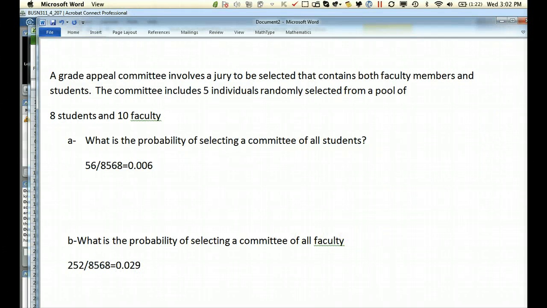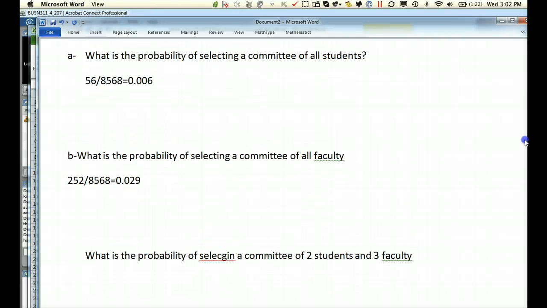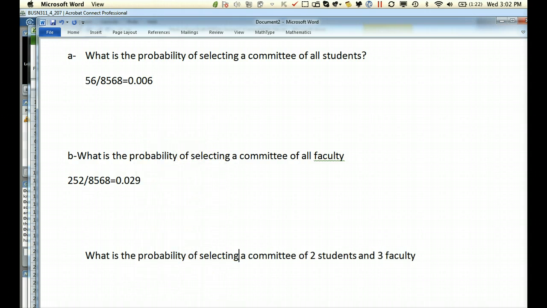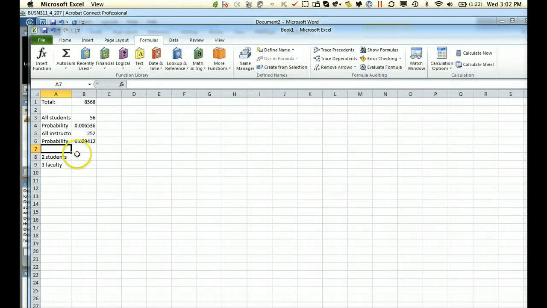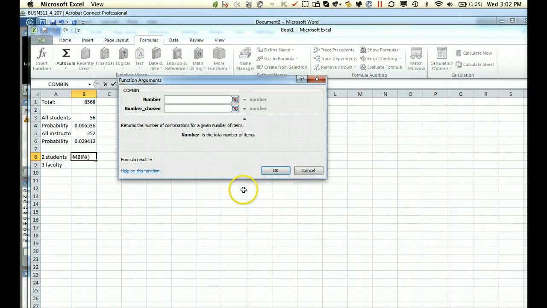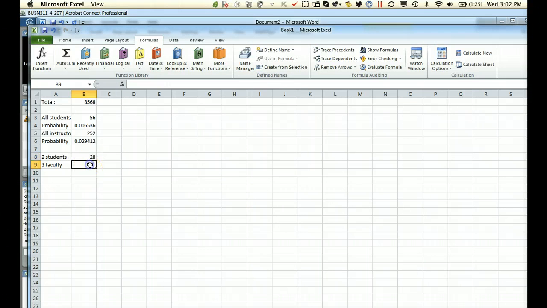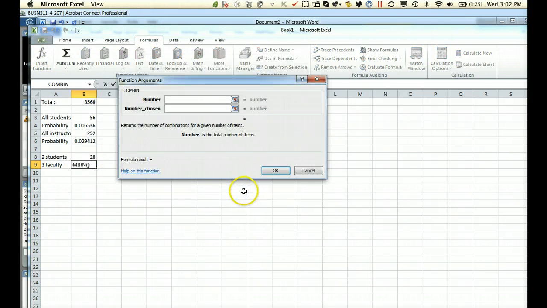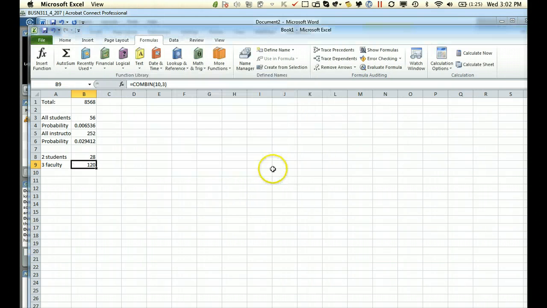And then we're going to look at what's the probability of selecting, bad spelling, selecting 2 students and 3 faculty. Let's go back over to Excel. 2 students. Well, I'm going to do a combination. There are 8 students total. I want to choose 2 of them. 3 faculty. Same idea. Combination. 10 faculty total. I'd like to choose 3 of them.